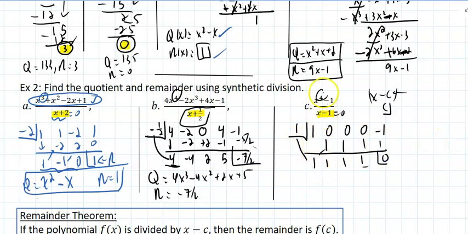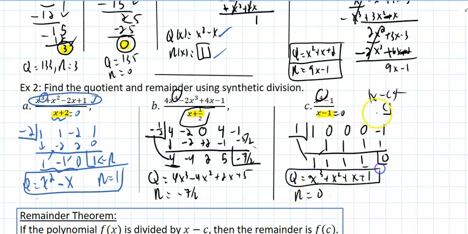And this is x to the 4th. That means the quotient is x cubed plus x squared plus x plus 1. And the remainder is 0. That indicates that I could take x to the 4th minus 1 and write it as x minus 1 times this. And that's a new level of factoring.